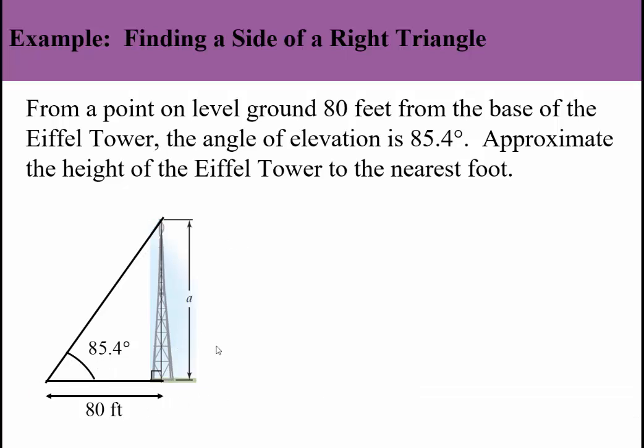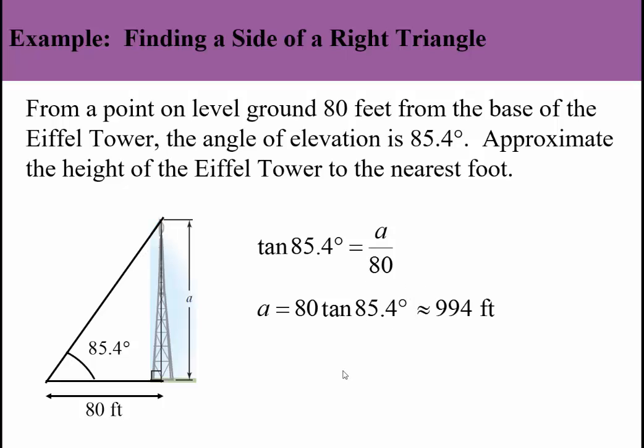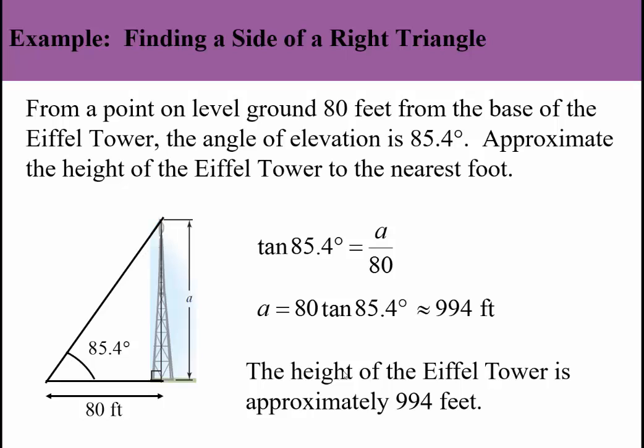All right, so to find this missing side now, what we're going to do is say either sine, cosine, or tangent here. So if you look at this 85.4 degree angle, A would be opposite, 80 would be adjacent, so we don't have to really worry about the hypotenuse on this one. So which one of those, SOHCAHTOA, sine, cosine, or tangent, would y'all say to use? I hope you're picking tangent. Tangent of 85.4 equals opposite over adjacent here. All right, now to solve, multiply both sides by 80, put that in your calculator, and hopefully you're going to get about 994 feet for the height of the Eiffel Tower to the nearest foot.